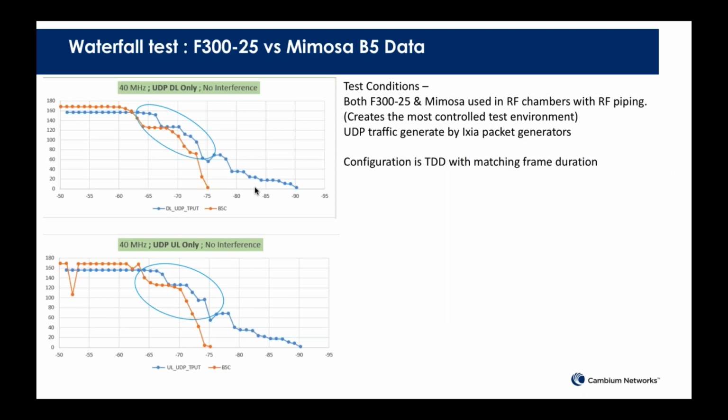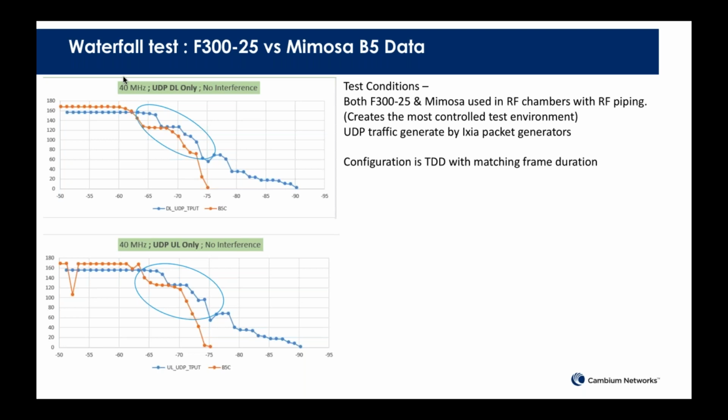So one of the key points is the comparison of Force 300-25 against one of our competitors. It shows you the so-called waterfall data. On the x-axis, you can see the signal level, and on the y-axis, you can see the throughput in megabits. What it means is that if you are reaching a certain level of signal, you are reaching a certain level of throughput.